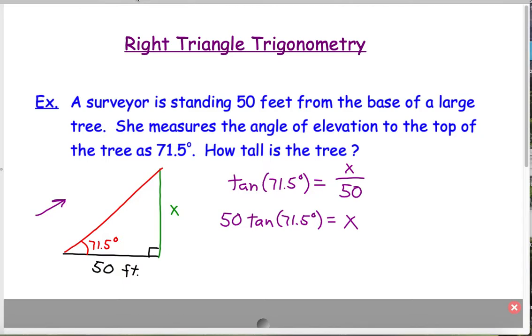149.4. And the units were feet. And that's the height of the tree. And that's what they wanted. How tall is the tree? So that wasn't so bad. Let's look at one more.